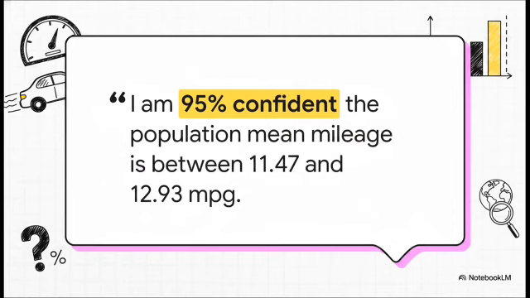And again, we are going to lock in that perfect score with our trusty conclusion template. We write, I am 95% confident the population mean mileage is between 11.47 and 12.93 mpg. Always, always bring the math back to the real-world context the problem provided.